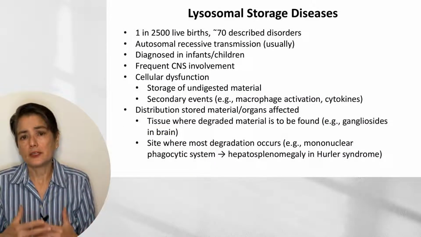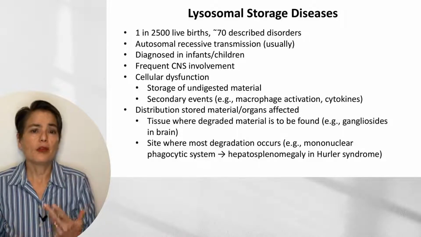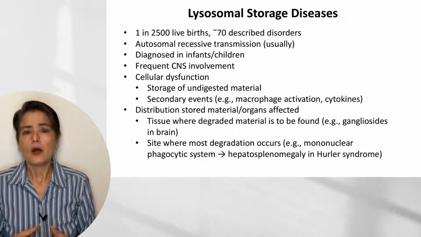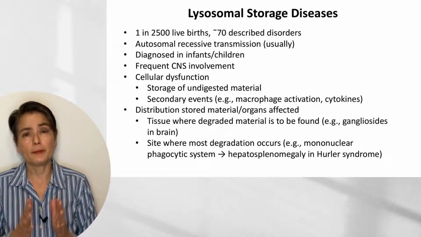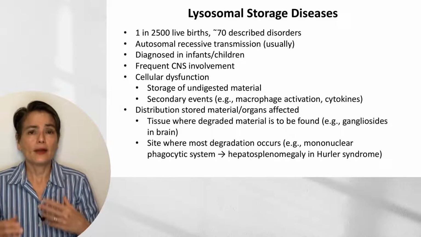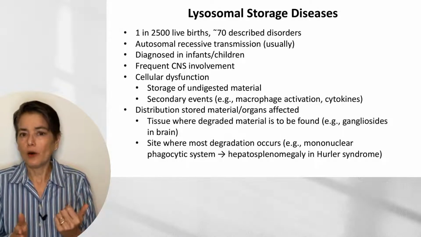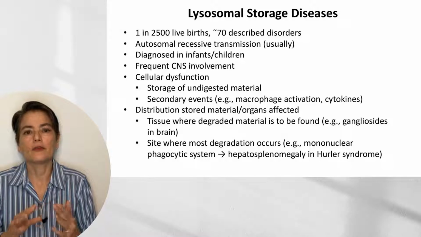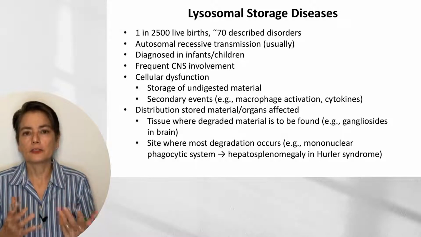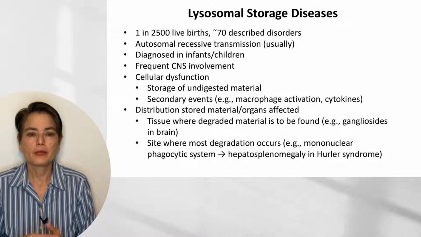So as I mentioned, the lysosomal storage diseases are pretty rare, 1 in 2,500 live births, about 70 described disorders. Almost all of them are autosomal recessive transmission, which makes sense because we're talking about enzymes. And remember that for every gene we have 2 alleles, and if you knock out one allele for an enzyme, because they're so efficient, having just half as much enzyme is generally enough to keep things ticking over. But you have to knock out both, so autosomal recessive. We can also see X-linked recessive transmission.